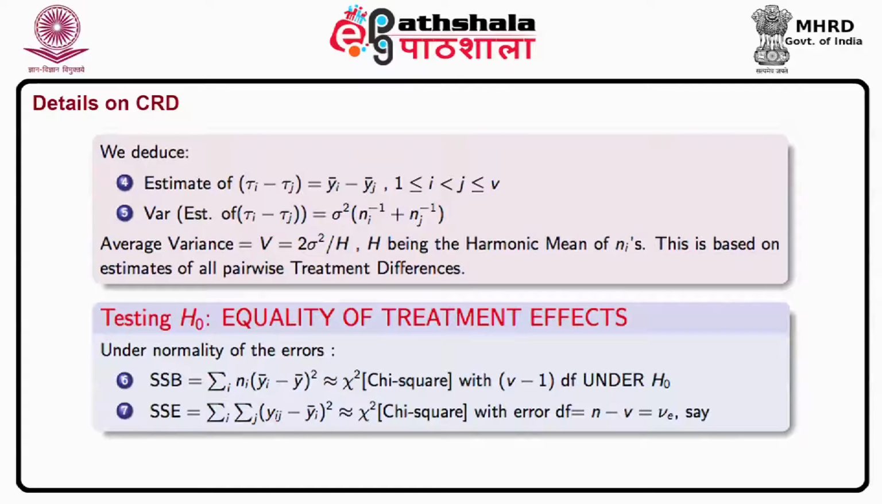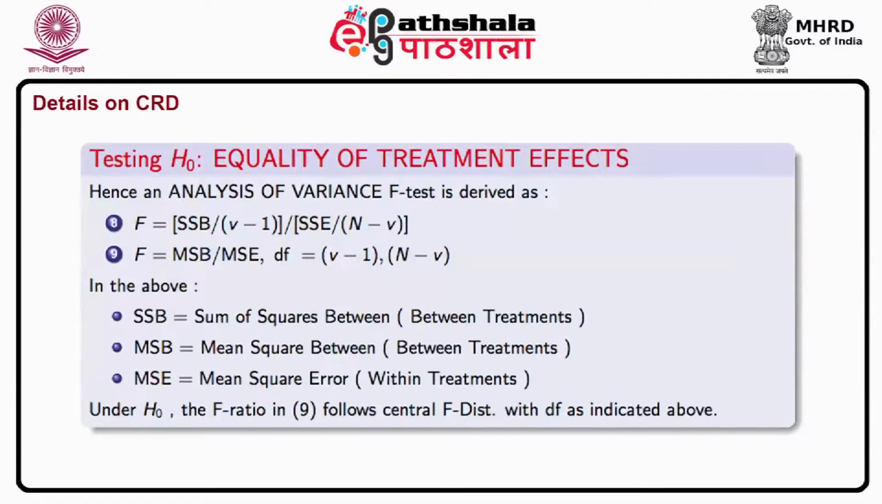And the sum of squares of error, that is SSE, is equal to double summation over i and j, Yij minus y bar i dot whole square, which follows chi-square with error degrees of freedom capital N minus v. Next, to test for the equality of the treatment effects, the analysis of variance F test is derived as F is equal to SSB by v minus 1 divided by SSE by N minus v, and F is equal to MSB by MSE with degrees of freedom v minus 1 and N minus v.